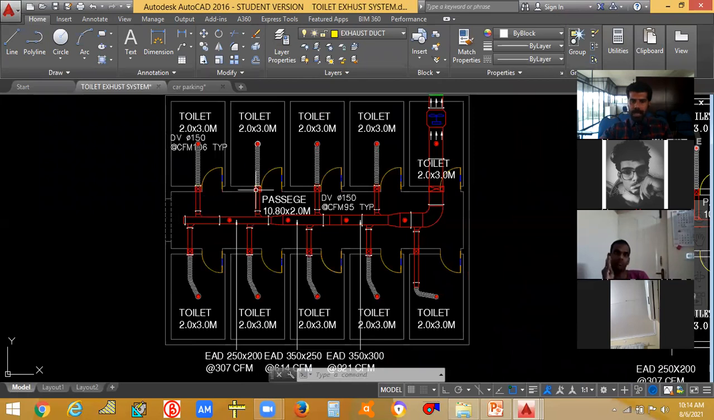The same way, you can divide this passage into 3 equal parts or 4 equal parts or 5 equal parts according to your wish. Here they have divided only 4. For example, I am dividing it into 5.